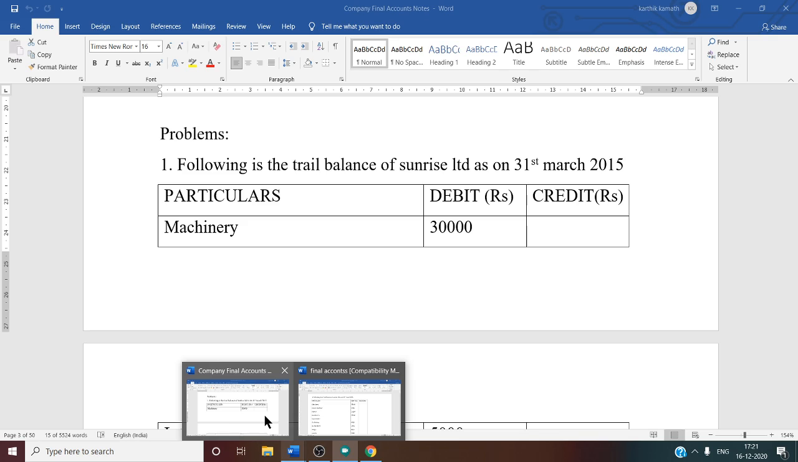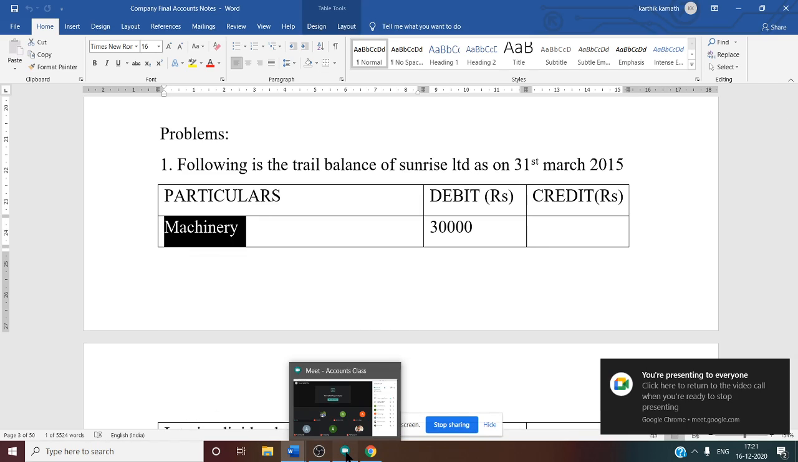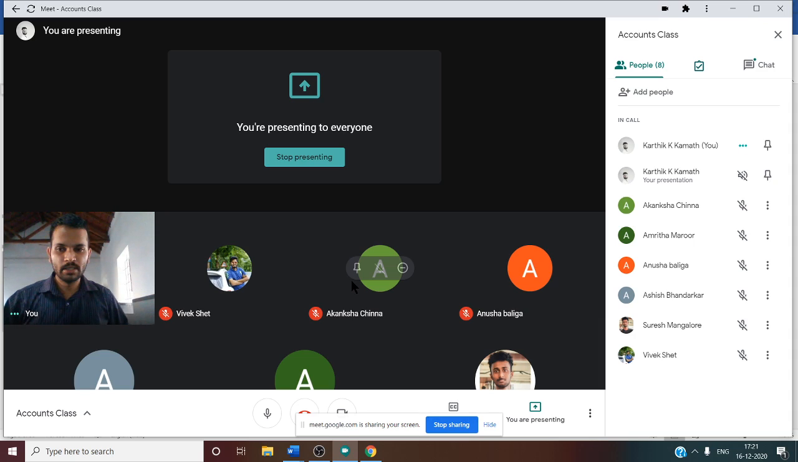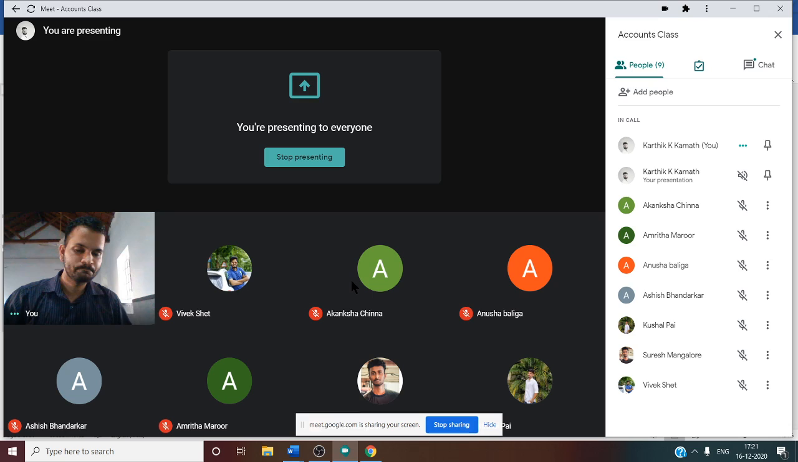So see this. Now machinery. Machinery they have given in the trial balance, where will it appear? Can you tell me where machinery will appear? Now we have discussed 30 working notes. Under the 30 working notes, where will it appear? Can you tell me now? Machinery. Under which head does it come? Whether it comes on the asset side. If it comes on the asset side, under which head or under which working note?